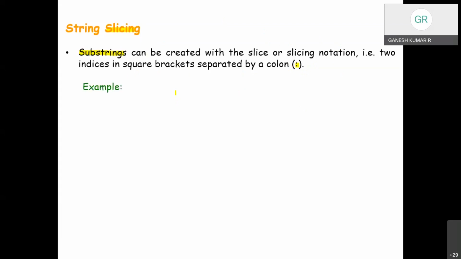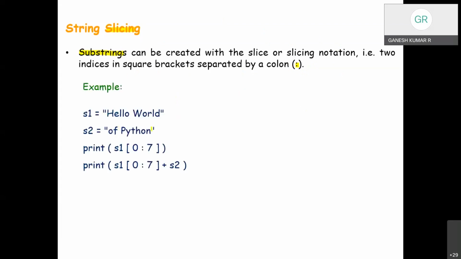For example, take a string S2. The slicing operator requires two indices, number 1 and number 2. Both indices are enclosed in between square brackets.